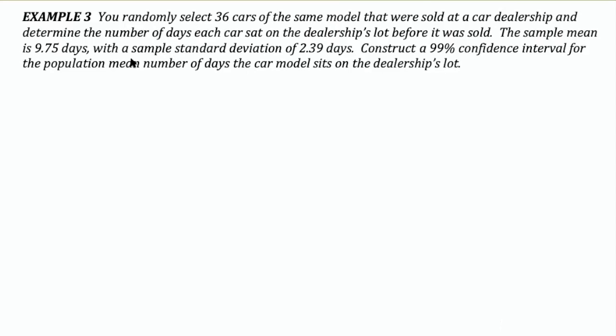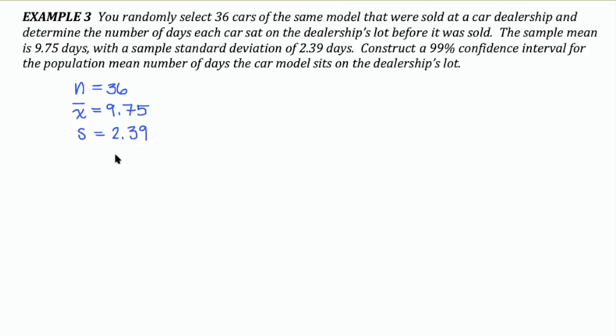You randomly select 36 cars, so there's our sample size, that are the same model sold at a car dealership, and determine the number of days each car sat on the lot before it was sold. The sample mean is 9.75 days, with a sample standard deviation of 2.39 days.